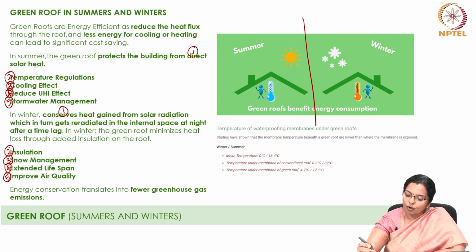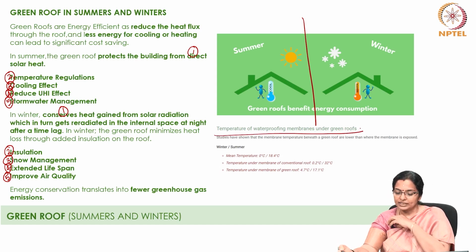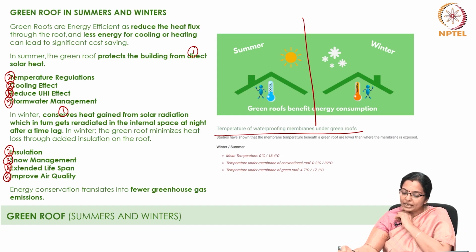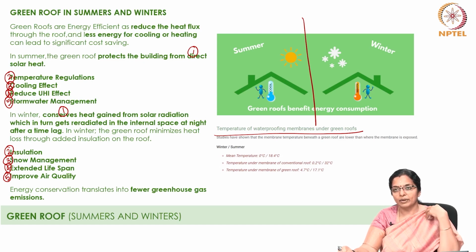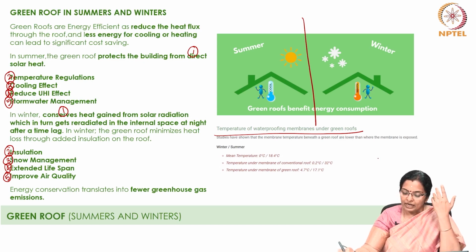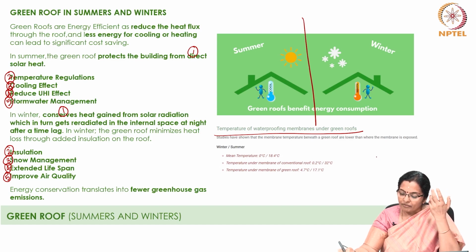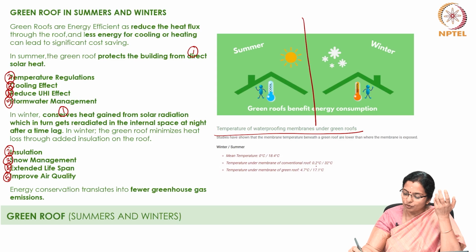The temperature of waterproofing membranes under green roofs, based on a study, has shown that the membrane temperature beneath the green roof is lower than that of the membrane which is exposed. In winter, when the mean temperature is 0 degrees centigrade, the temperature under the membrane of a conventional roof is 0.2 degrees centigrade, and the temperature under the membrane of a green roof is 4.7 degrees centigrade.